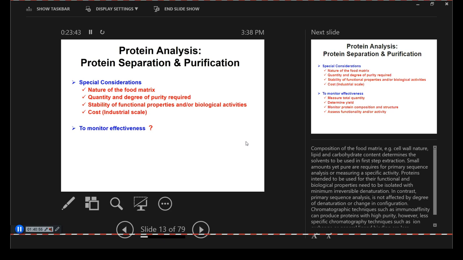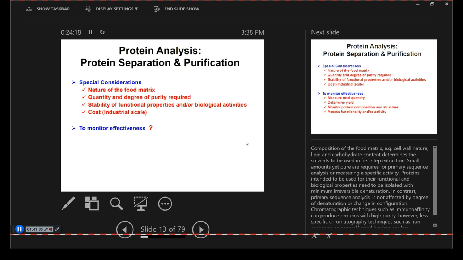Stability of functional properties and biological activity. So again here, the stability, that's why we don't use thermal denaturation often to isolate, because you want to make sure that you don't hurt the protein functionality. If the protein is denatured, it's polymerized, it's not going to be soluble, it's not going to emulsify, it's not going to form a gel. So it's really important to consider methods of purification and isolation that will not damage the protein and will preserve as much of the functionality as possible.